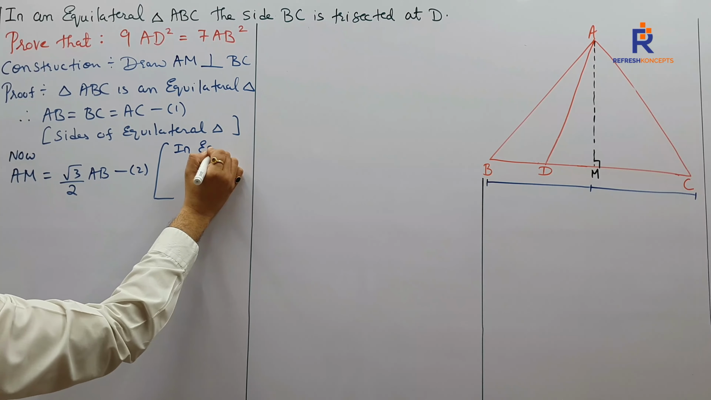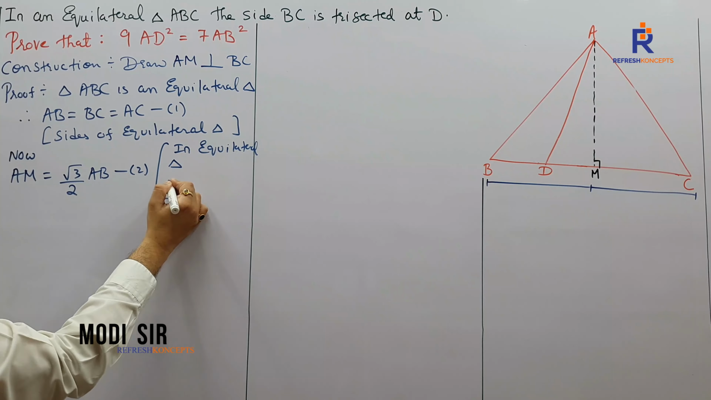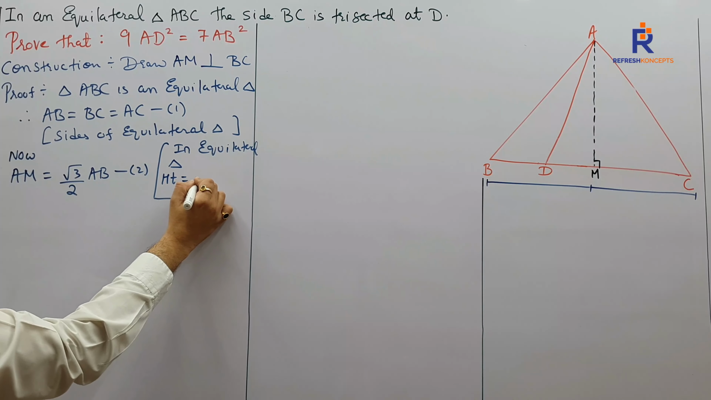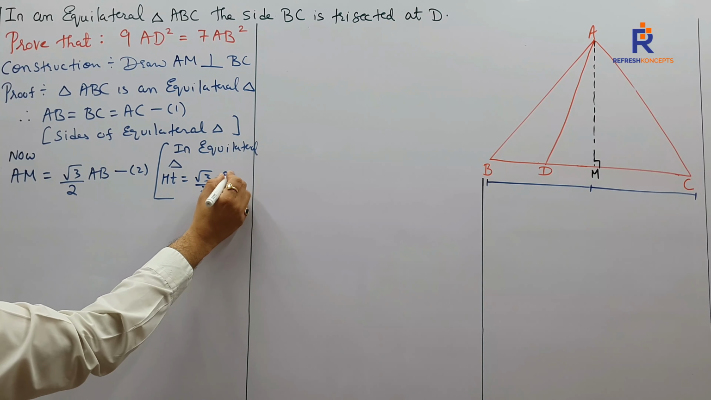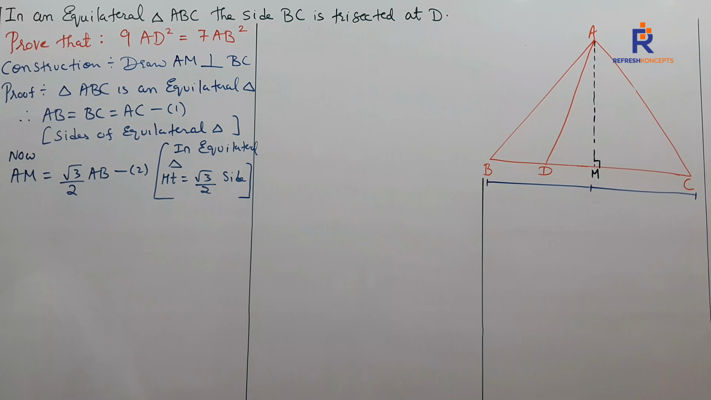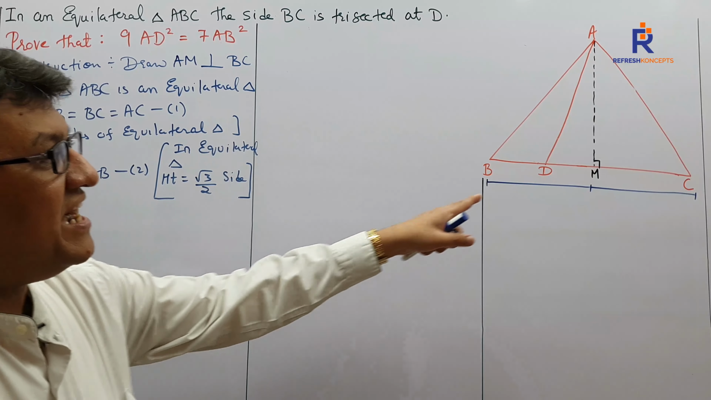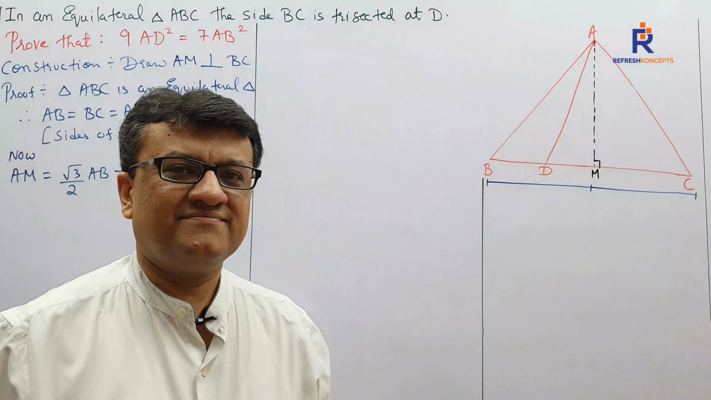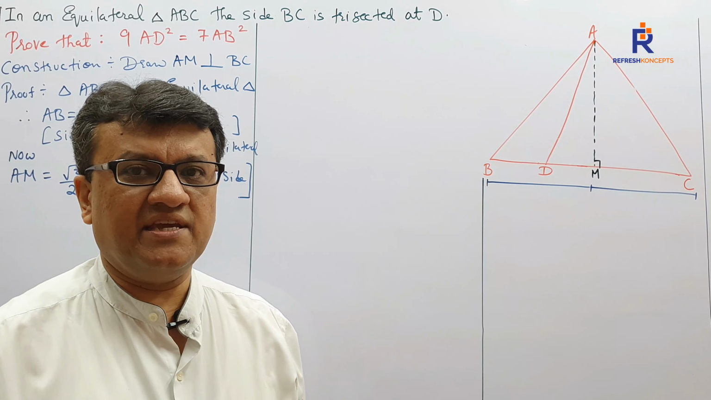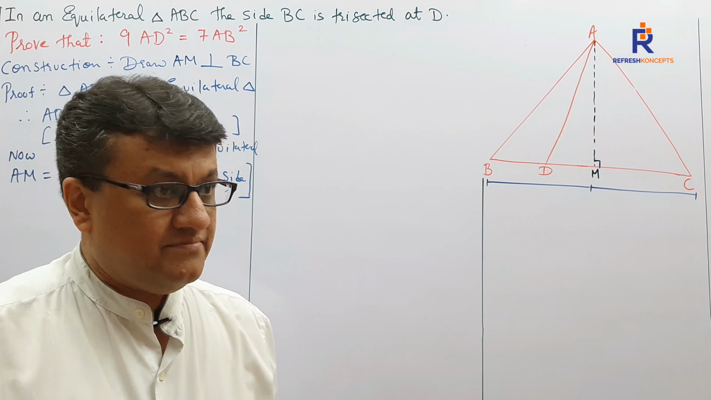So I shall write down the reason. In an equilateral triangle, height is root 3 by 2 side. This is what we should know. With that, I have converted AM in terms of AB. What is remaining is converting DM in terms of AB. Let's start.